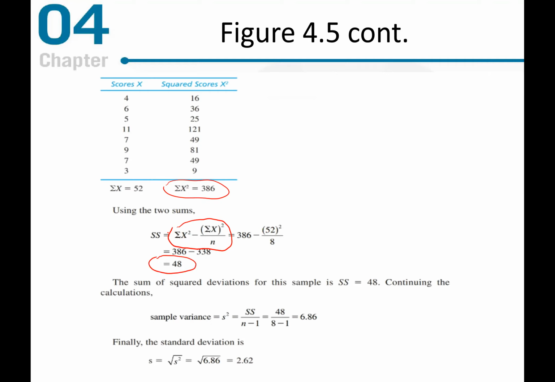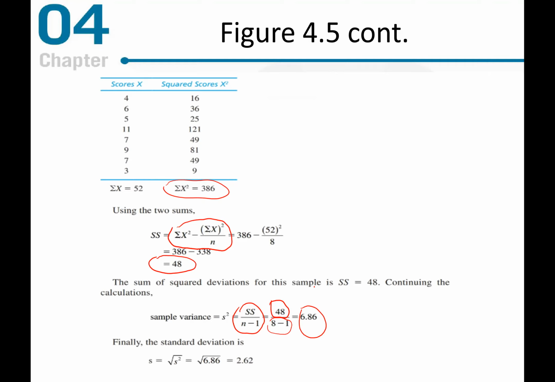Now, if we're using a sample, if we wanted to get the sample variance, we would plug it into this formula right here. So we put the sum of squares right here, which is 48, and the sample size is 8, right? But we are going to go 8, the sample size, minus 1. So 8 minus 1 gives us 7. So 48 divided by 7 gives us 6.86. And that is the sample variance.